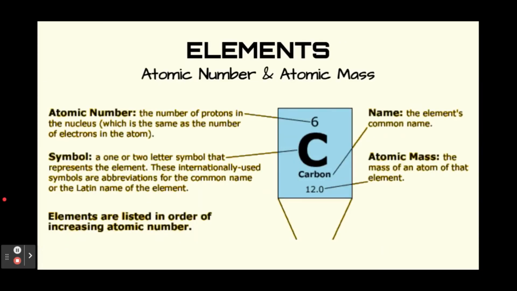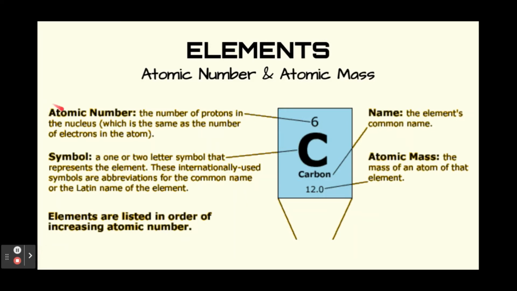Elements, atomic number and atomic mass. So here is one of the element examples. This is carbon, and this is found in all living things. This is the example element I'll be using for this slide. So we have atomic number and atomic mass.